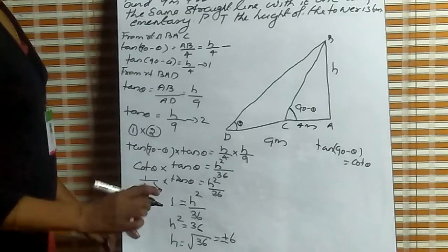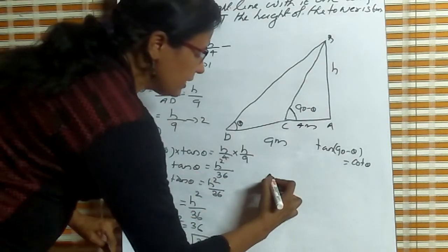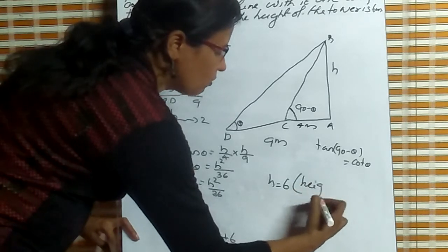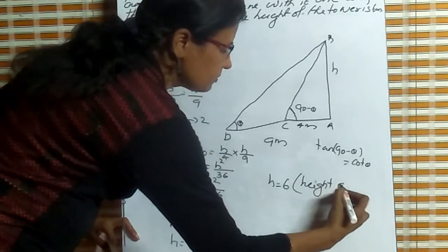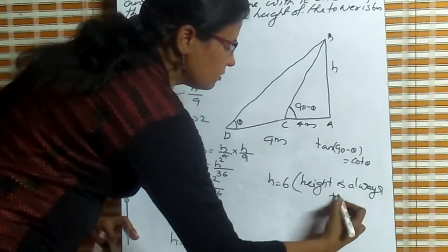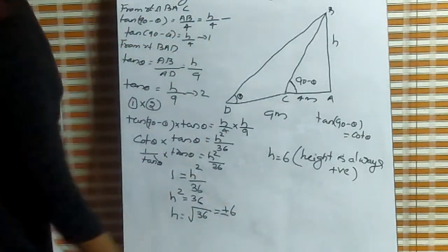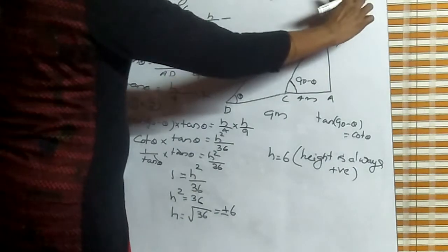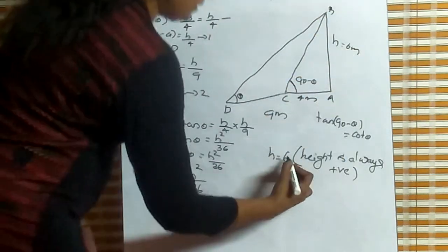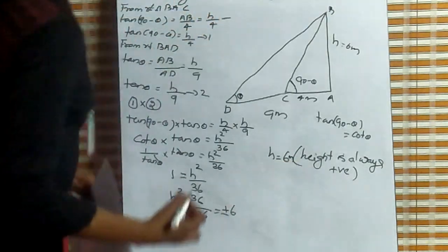But height is always positive. So h is equal to 6. Prove that the height of the tower is 6 meter is the question. Height is equal to 6 meter.